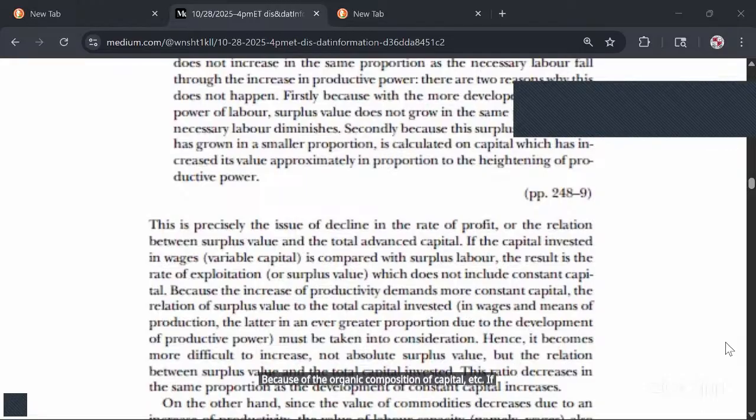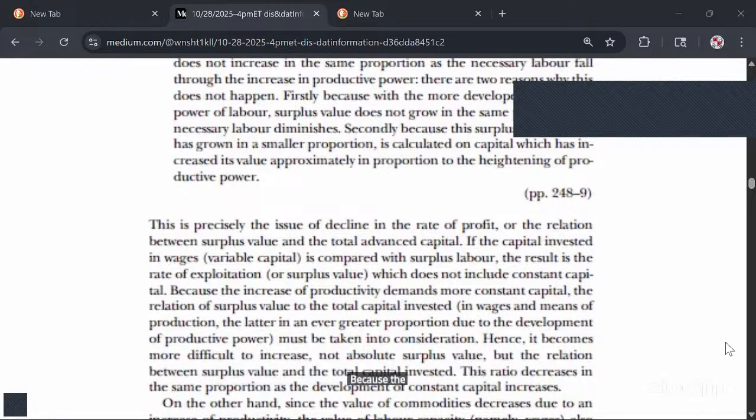If the capital invested in wages, variable capital, is compared with surplus labor, the result is the rate of exploitation or surplus value, right? So what we're trying to go from is surplus value itself to the rate of surplus value, the rate of exploitation, which does not include constant capital. In other words, the machines don't change. It's just variable capital that's changing, and therefore the relation to wages is diminished in the sense that you get this, the pay stub again.